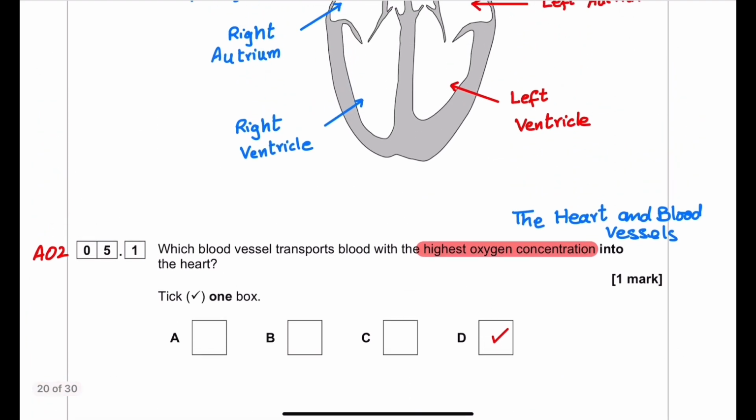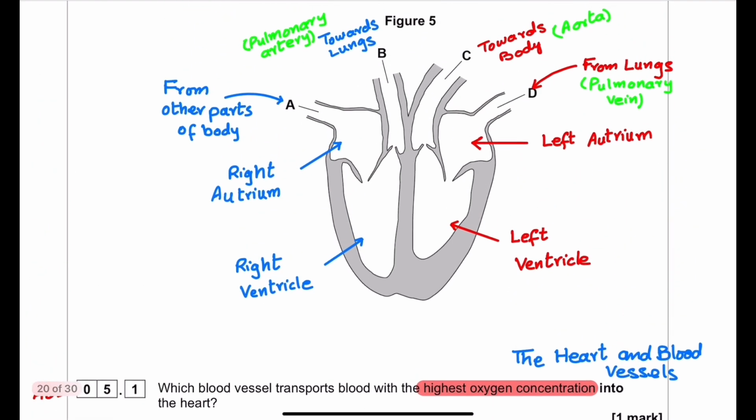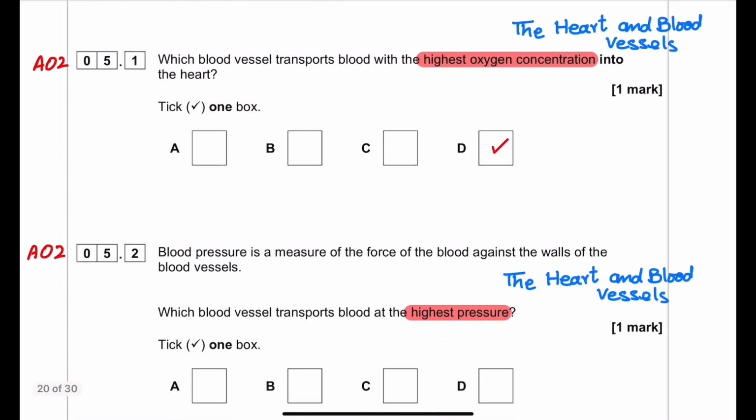If you look here, we have A, B, C, and D. When the blood is pumped from the left ventricle into the aorta, the blood has a high pressure, because the blood is going to the rest of the part of the body. Therefore, the blood in this vessel has the highest blood pressure. So our answer is number C.